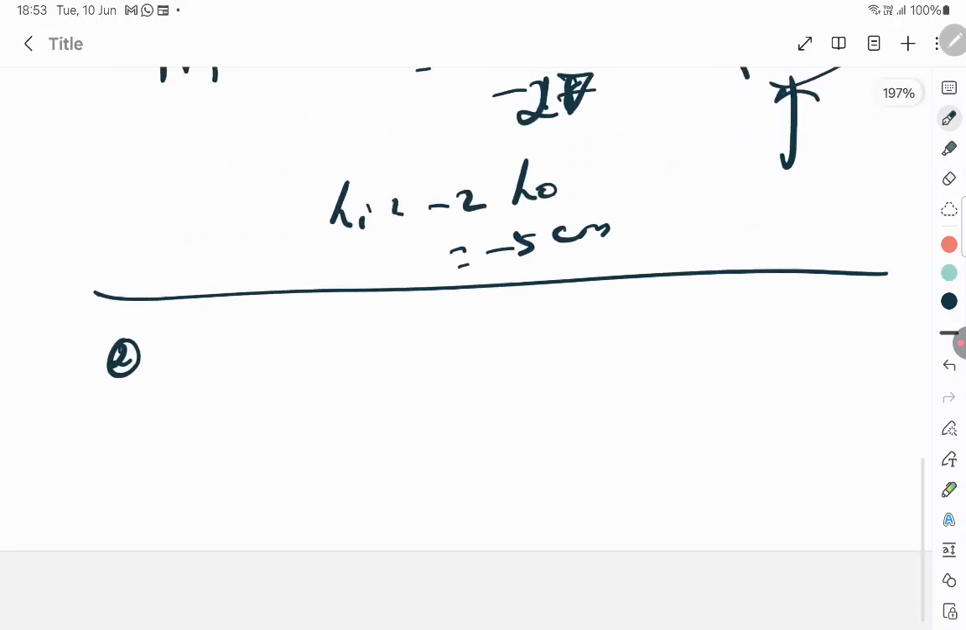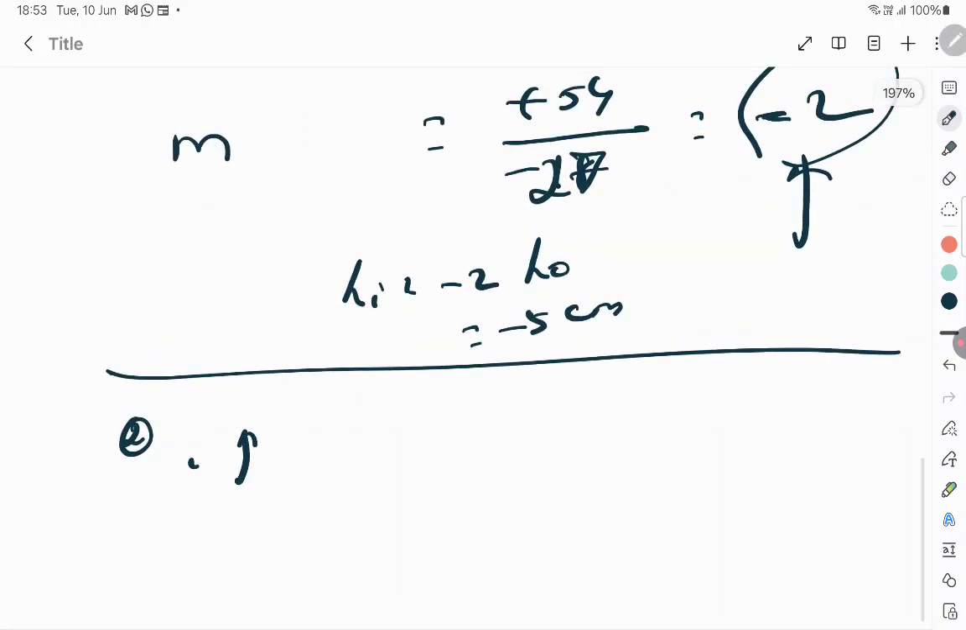Second question: a 4.5 centimeter needle, which is AB, is placed 12 centimeter away from a convex mirror.